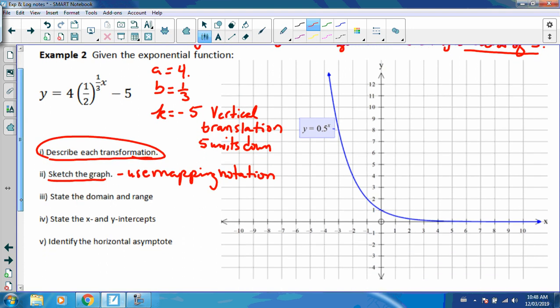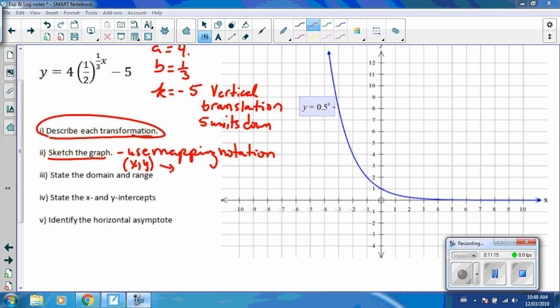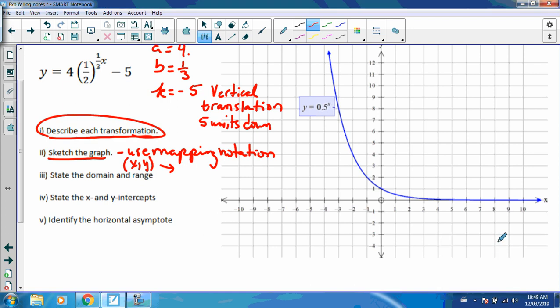So my mapping notation in this case will be that x, y on the original, which is my blue one over here, again, I've got the graph for you, becomes x over 1/3, which is actually going to be 3x, comma, a was 4, 4y minus 5. So hopefully that was the mapping rule that you came up with as well.